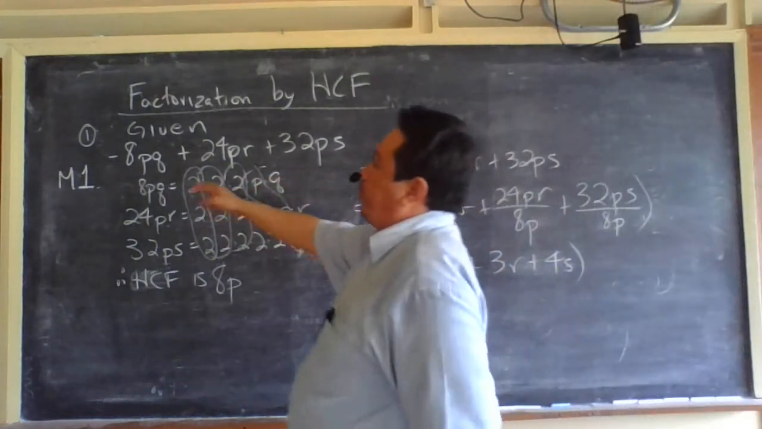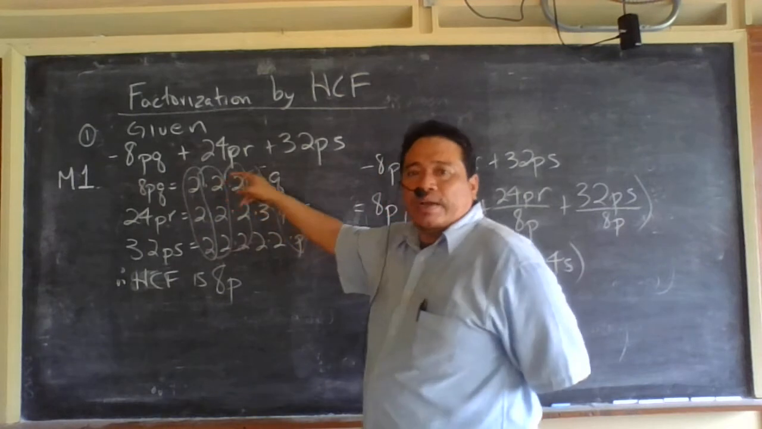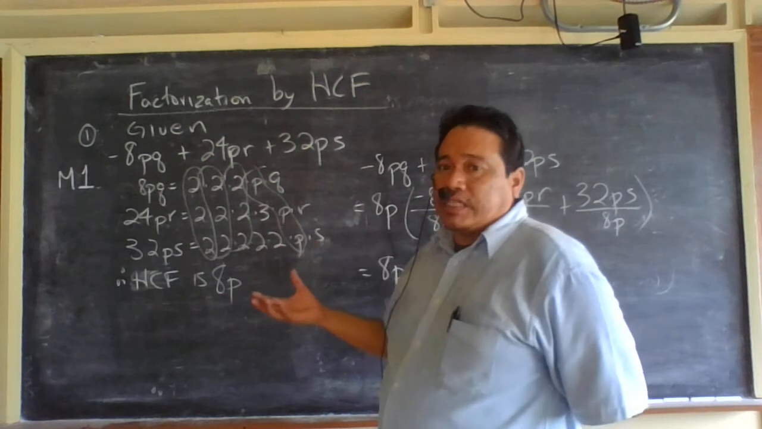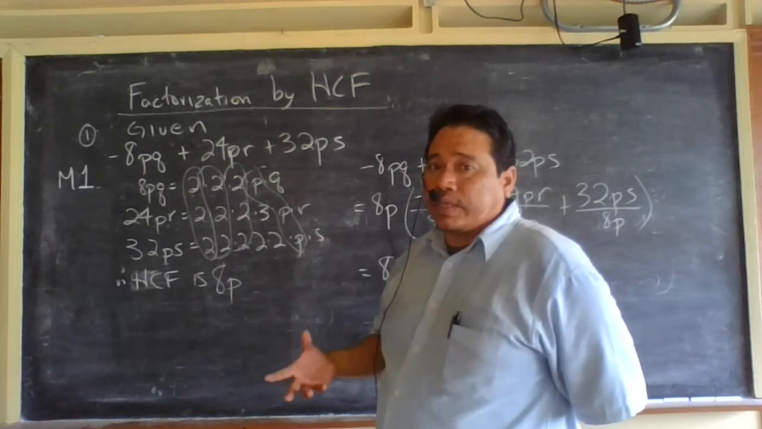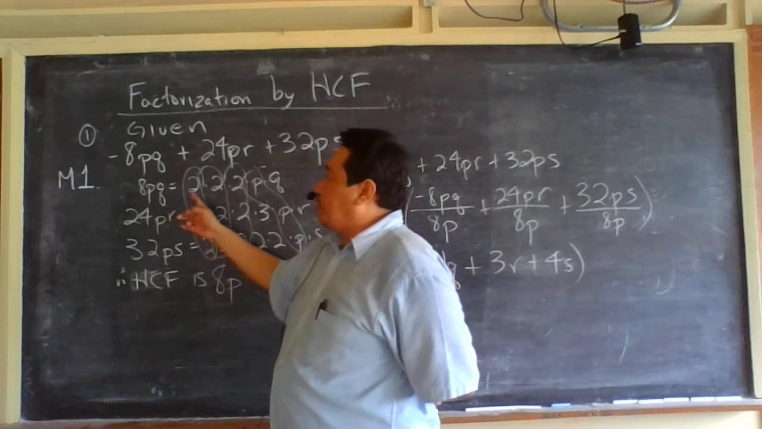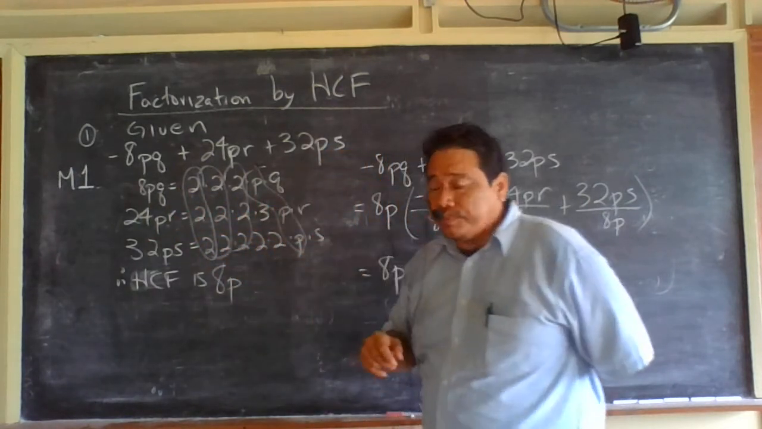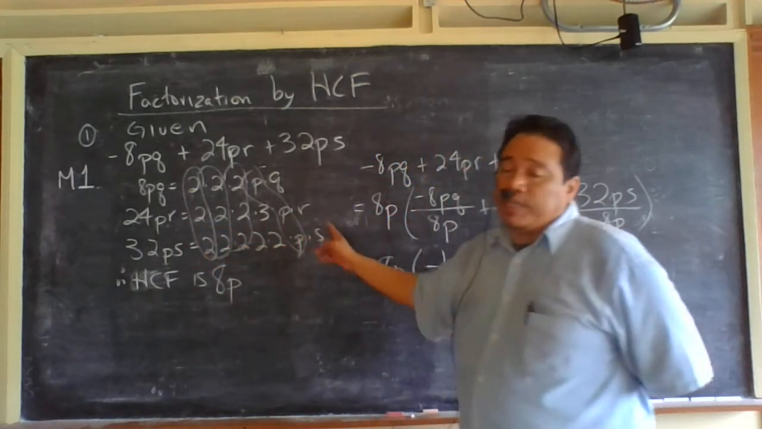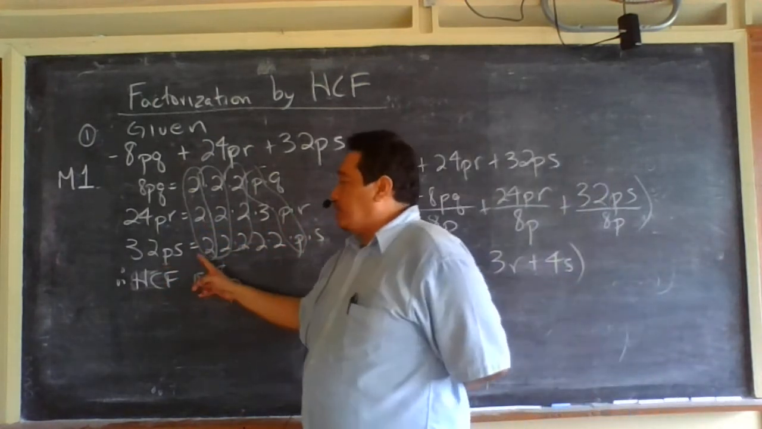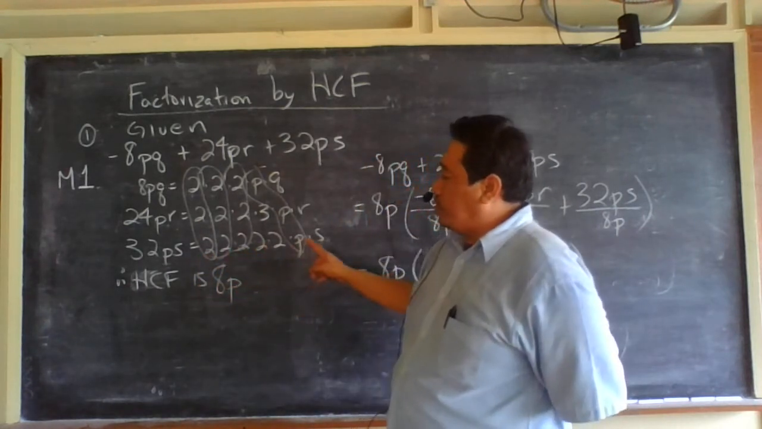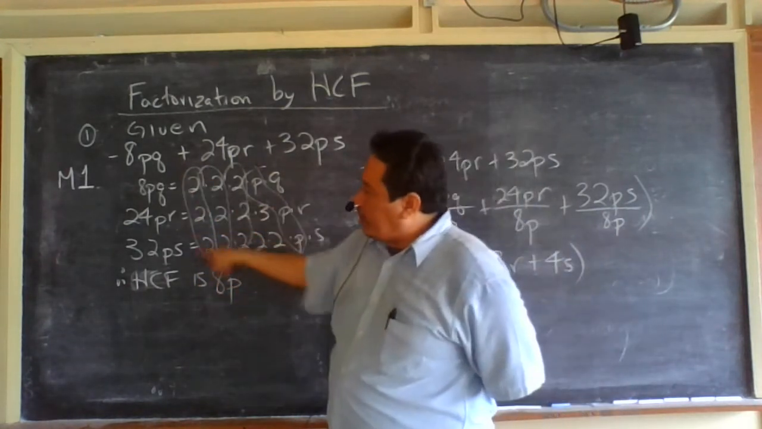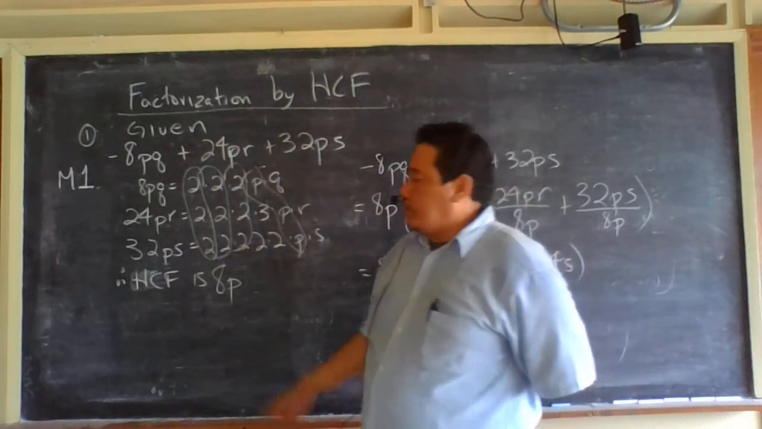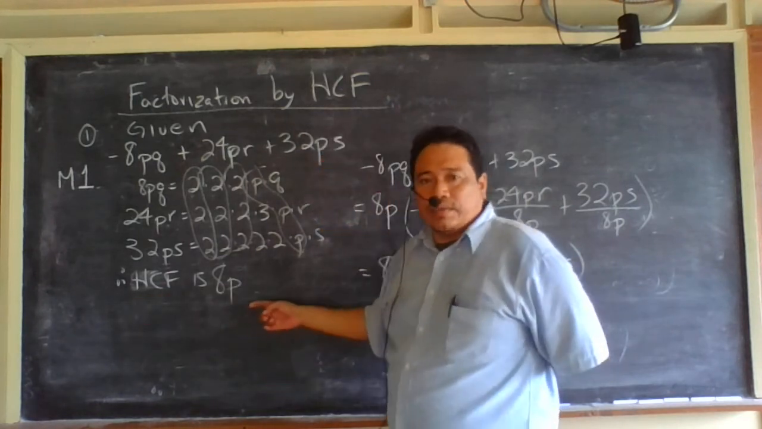It says given negative 8PQ plus 24PR plus 32PS. Since I'm using HCF, I first have to break them down into their prime factors. So 8PQ is going to be 2 times 2 times 2 times P times Q. 24PR is going to be 2 times 2 times 2 times 3 times P times R. And 32PS is going to be 2 times 2 times 2 times 2 times 2 times P times S. Notice what they have in common are three of the 2's and the one P. So therefore the HCF is 8P.